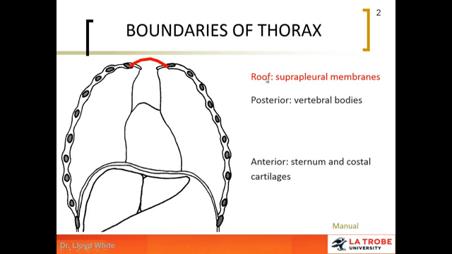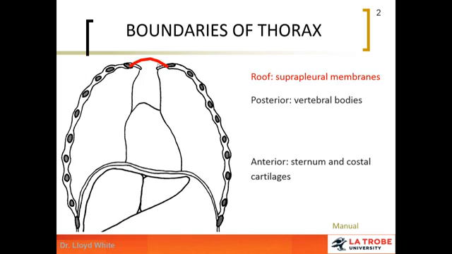Now, the roof of the thorax are a couple of membranes called the suprapleural membranes. Supra meaning above, pleural referring to the pleura which surrounds the lungs. And it's through these suprapleural membranes that the trachea and the esophagus and the associated arteries, veins and nerves pass to either enter into or exit from the thorax.